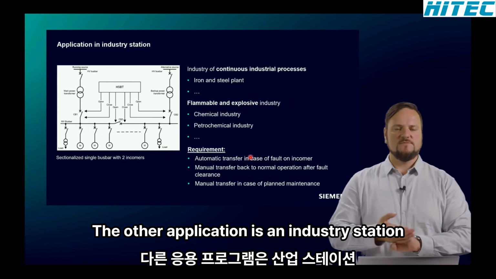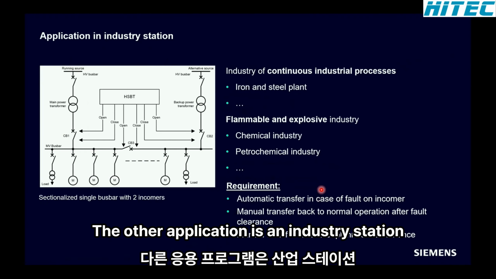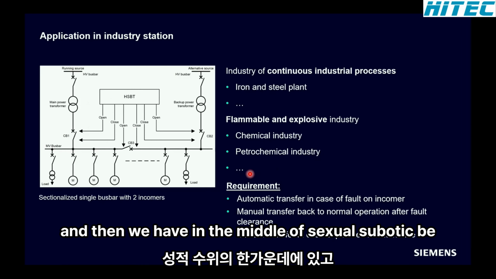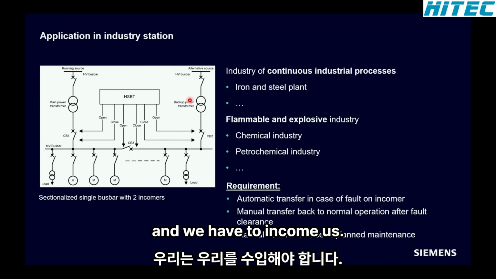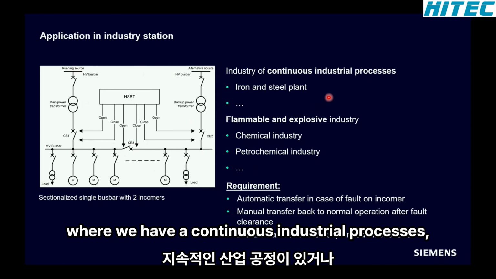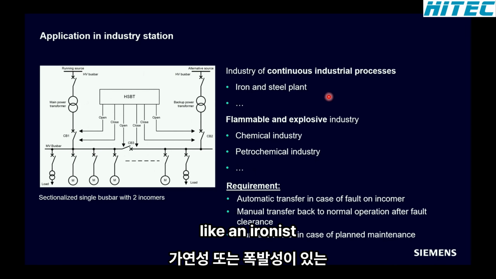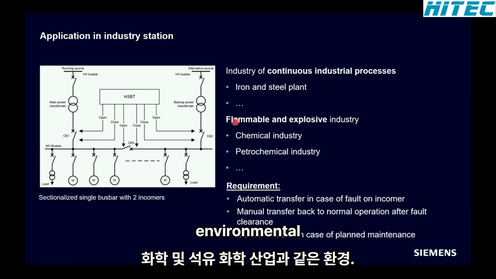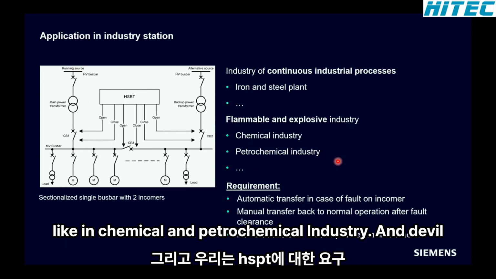The other application is an industry station or industry application. So here we have a typical industry application. We have the motor bus here with the motors. And then we have in the middle here a sectionalized CB or tie CB, and we have two incomers. This is mainly used in industry where we have continuous industrial processes, like in iron or steel plants, or where we have a flammable or explosive environment, like in the chemical and petrochemical industry.